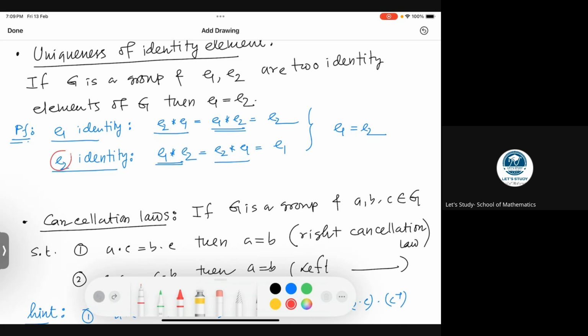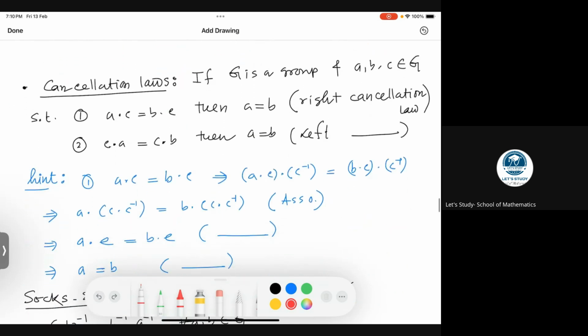Okay. But what is this? This is the image of this element, right? So since star is a binary operation, the image must be the same. So E1 and E2 both are equal. Okay. So that's why the identity element is always unique in a group.